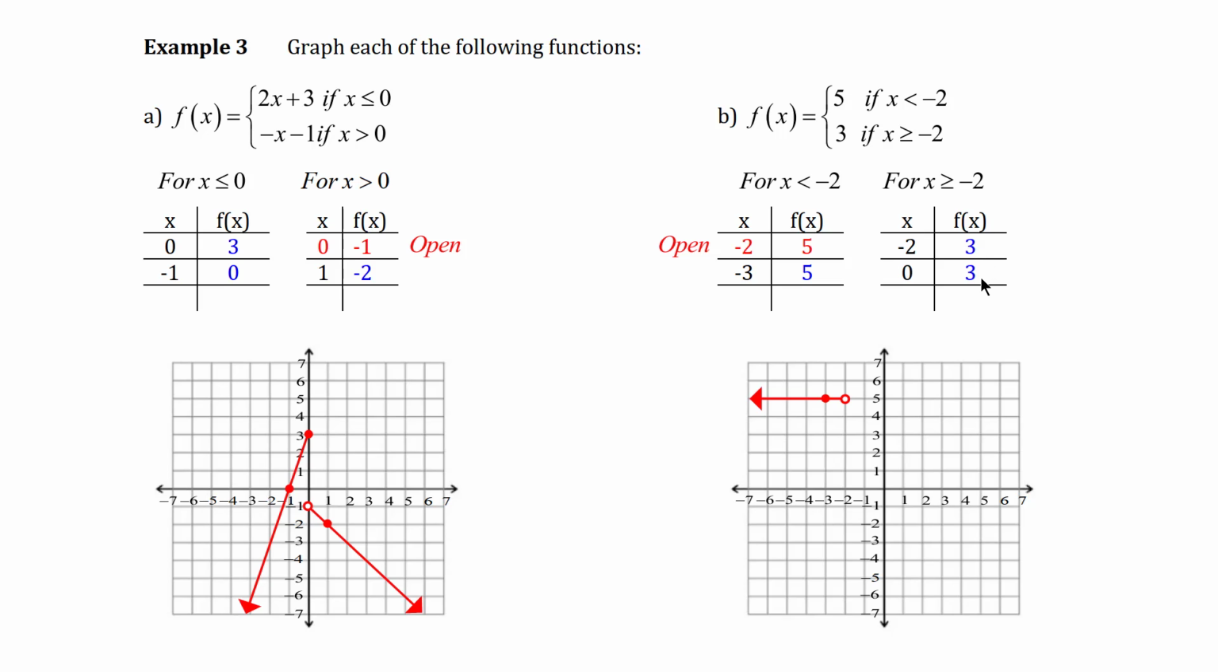Now that we have our x and y values for our points, we could go ahead and plot them. So our first point is at (-2, 3), and then our second point is at (0, 3). Since the bottom equation only uses the x values greater than or equal to -2, we draw our line going to the right of -2. So this is the final graph of our piecewise function.